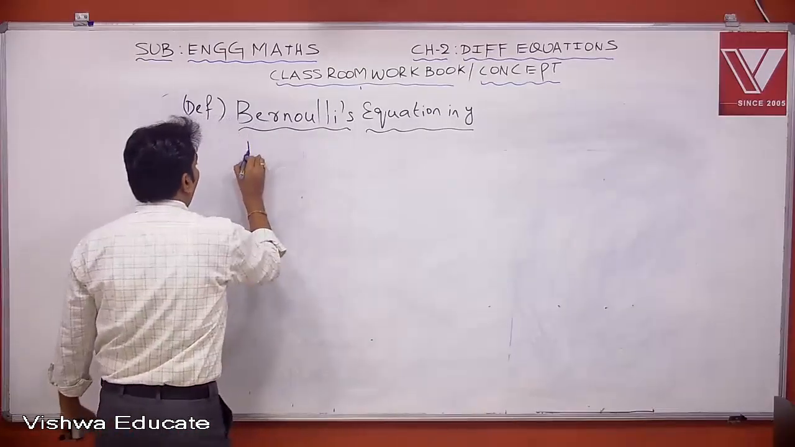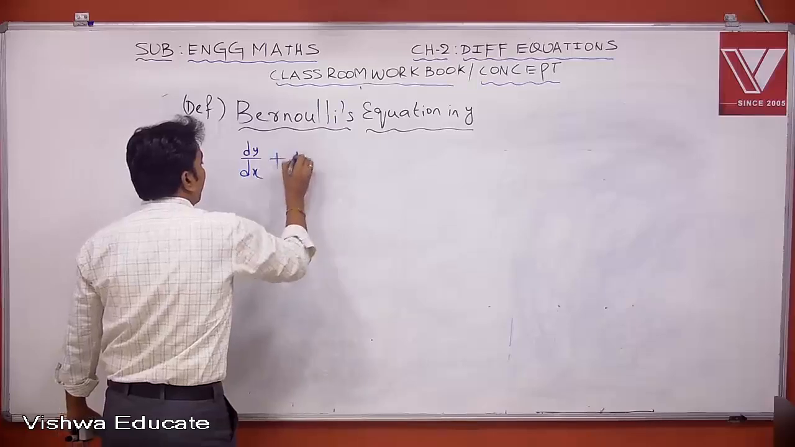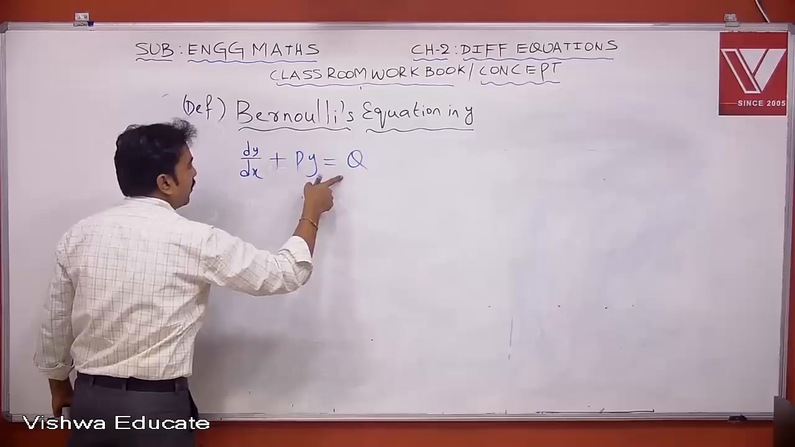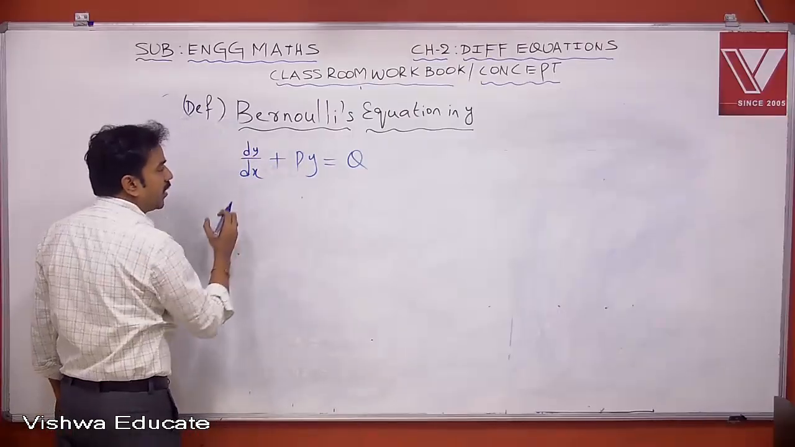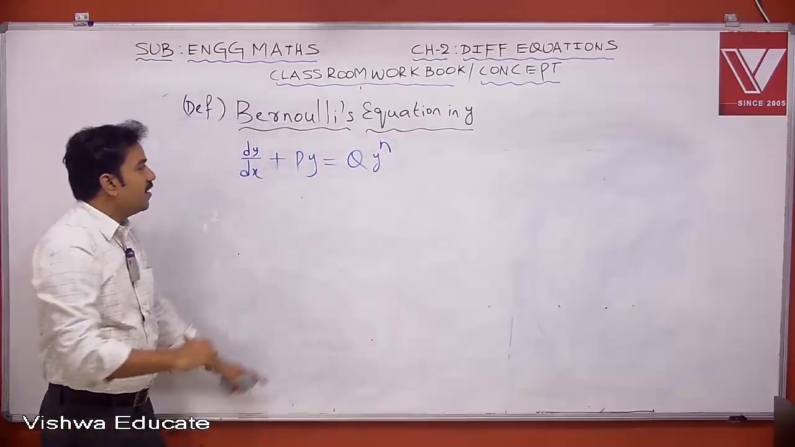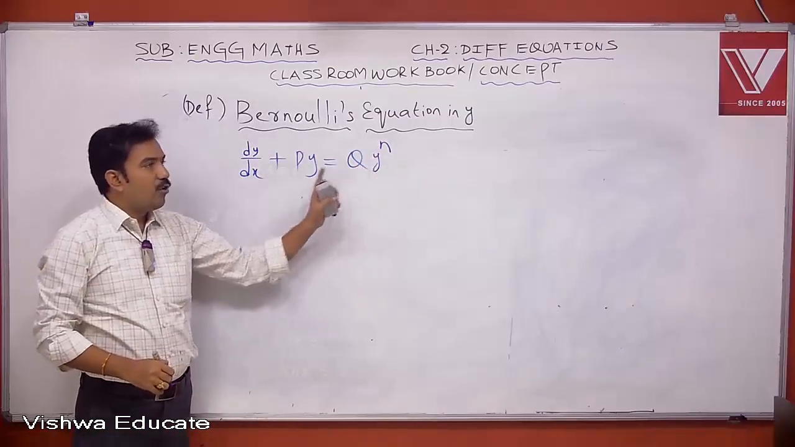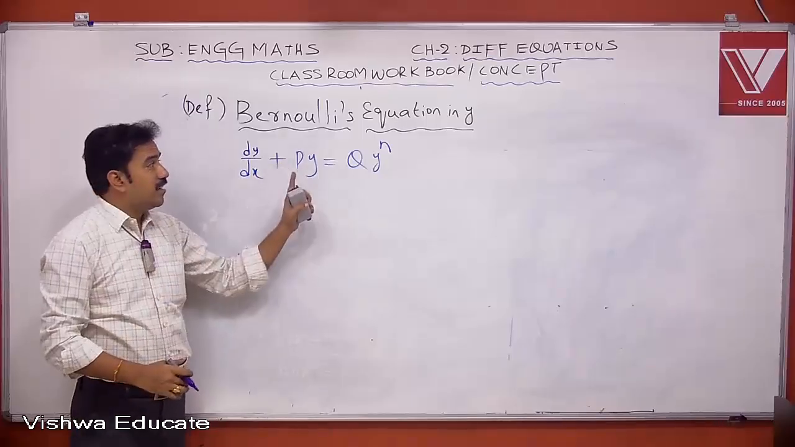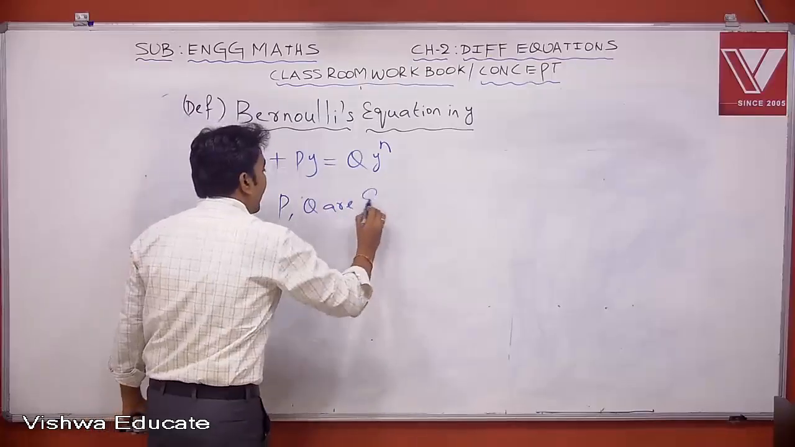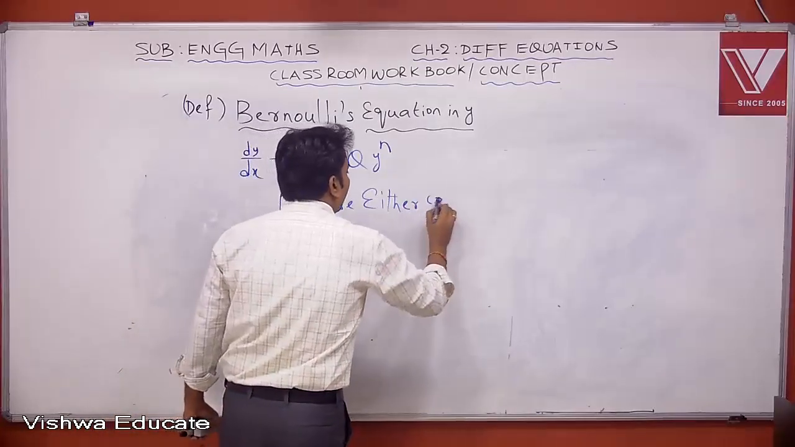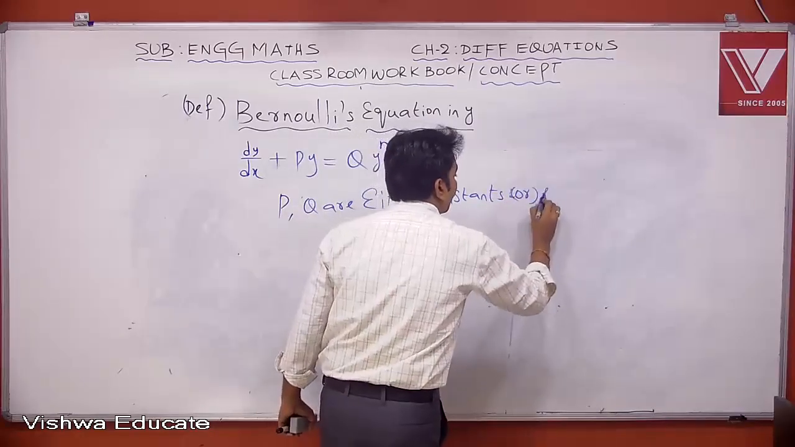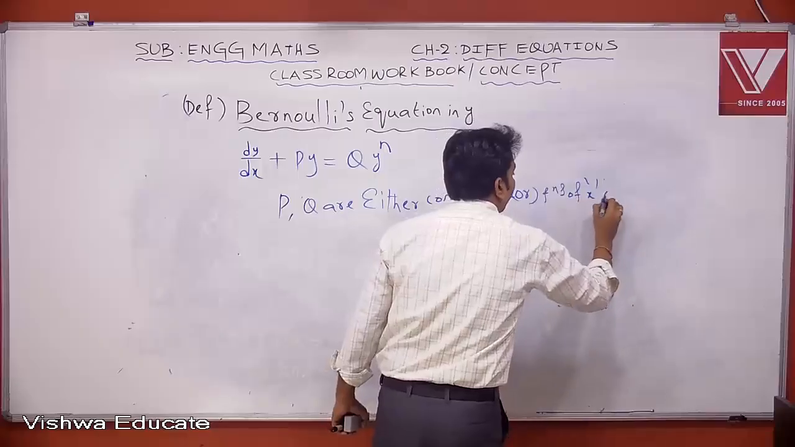Let us see. Suppose I have an equation dy by dx plus py equal to q, where p comma q are either constants or functions of x. In that case it is called linear equation in y. Now if I have y power n extra on the right side, where n is some constant, then it is called Bernoulli's equation in y, where p comma q are either constants or functions of x only.